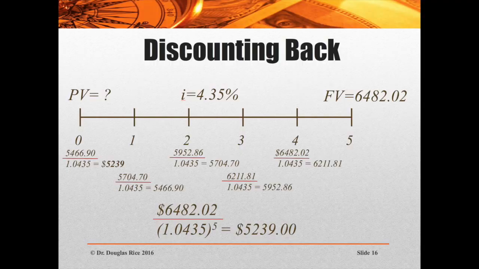Discounting looks like this. Instead of multiplying, we divide. So 6482.02 divided by 1.0435 equals 6211.81. And you just could keep doing that, or you could just divide 6482.02 by 1.0435 to the 5th, and you would get 5239. So you can compound up and discount back. It doesn't matter which way you go, it would be the same math. You are either multiplying up or dividing on the way back.